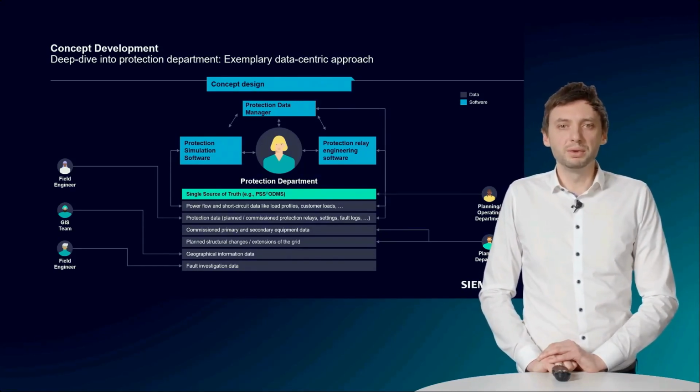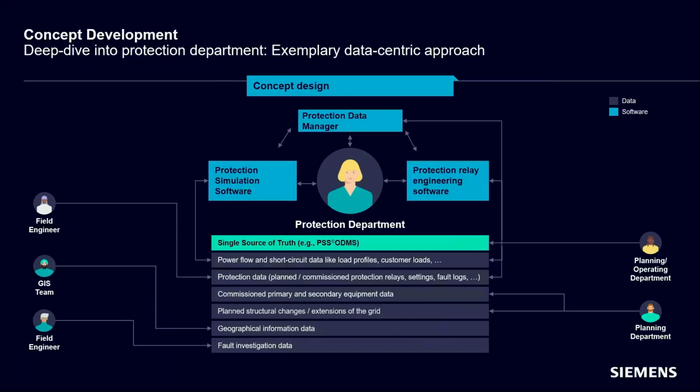You see on the top, there are still the 3 tools from our protection department. On the left side, the protection simulation software. On the right side, the protection relay engineering software. And on the top, the protection data manager. All of these 3 tools have interfaces to each other, yes, but the data are coming from the single source of truth and also only the relevant part. So the protection simulation software does have access to the power flow and short circuit data like load profiles, customer loads, whereas, for example, the protection data manager now has access or can grab the data all relevant for the protection.